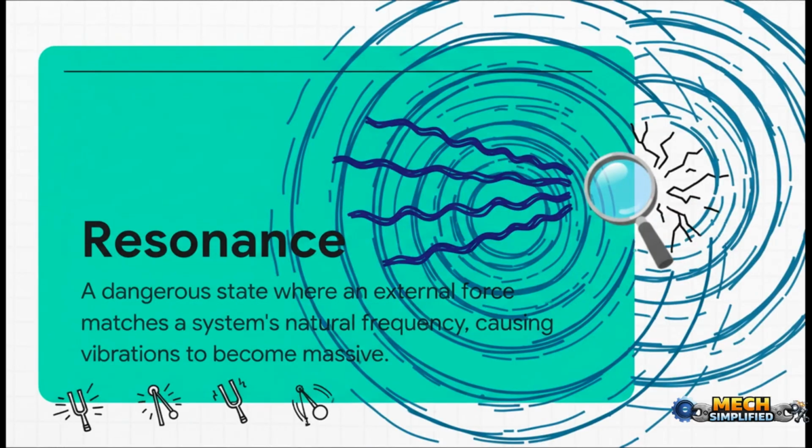And this all leads us to one final, absolutely critical idea: resonance. Resonance is what happens when some outside force starts pushing on a system at exactly its natural frequency, just like pushing a swing at the perfect moment every single time. The energy just builds and builds and builds, and the vibrations can grow to become enormous, sometimes even dangerously so.